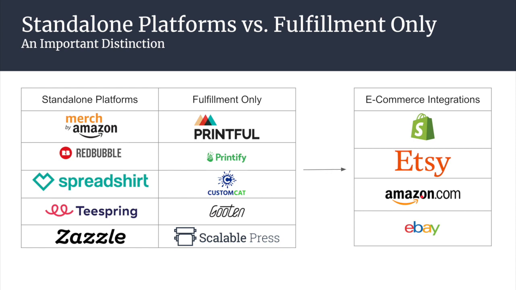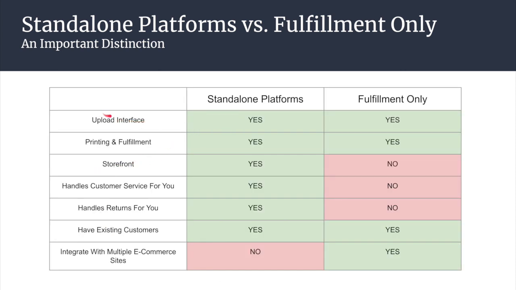So if we look at a few examples here, I've actually listed some out. A few standalone platforms: Merch by Amazon is one of the big ones. Redbubble is another big one. Then we have Spreadshirt, Teespring, and Zazzle. So these ones, again, guys, they're going to handle all of this stuff for you, right? You're going to upload on their website. They're going to print everything for you. They have a storefront. They're going to do customer service and returns for you, and they already have customers coming in. But they want to keep your products on their platform, so they're not going to make it easy for you to publish your products to another platform, right? Because they're making money when you sell your product that you've uploaded on their website.